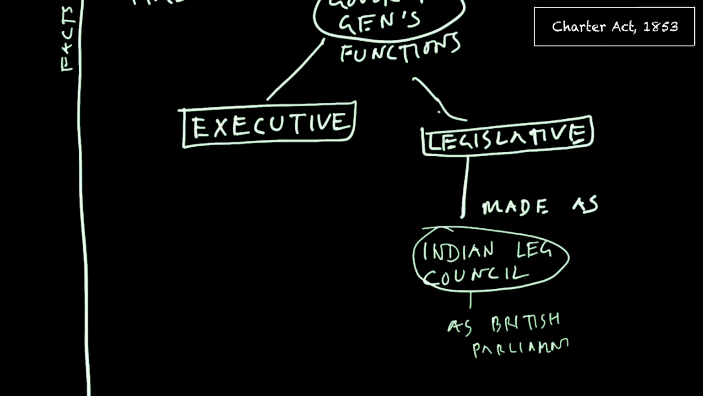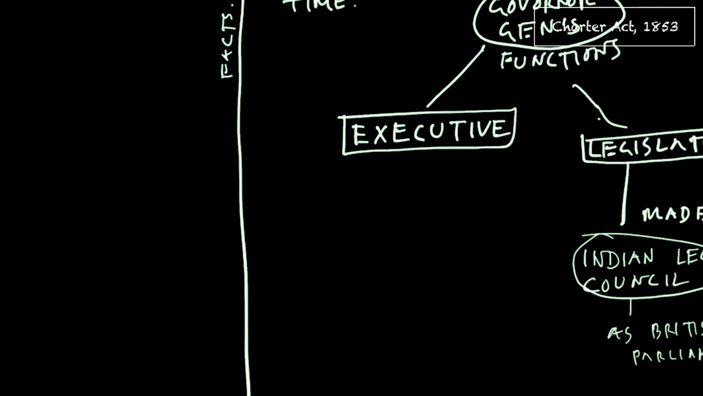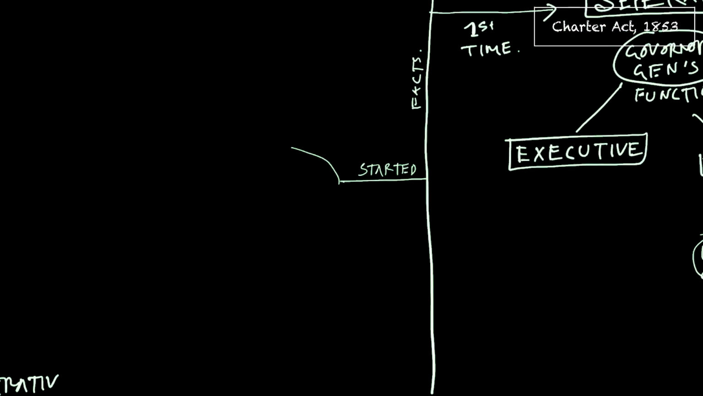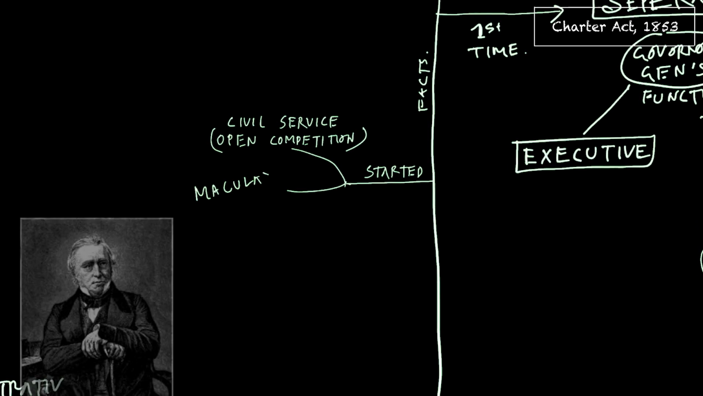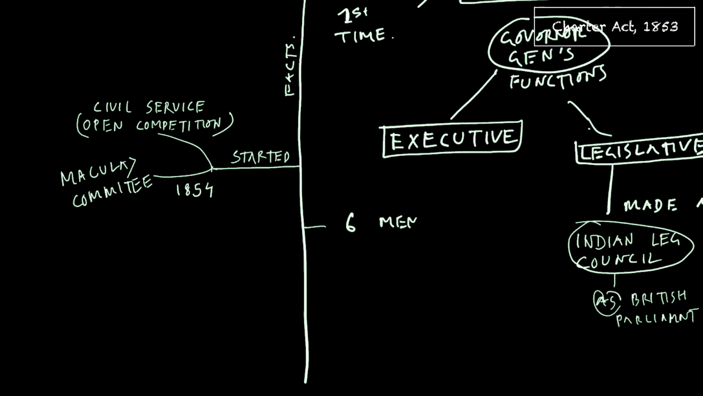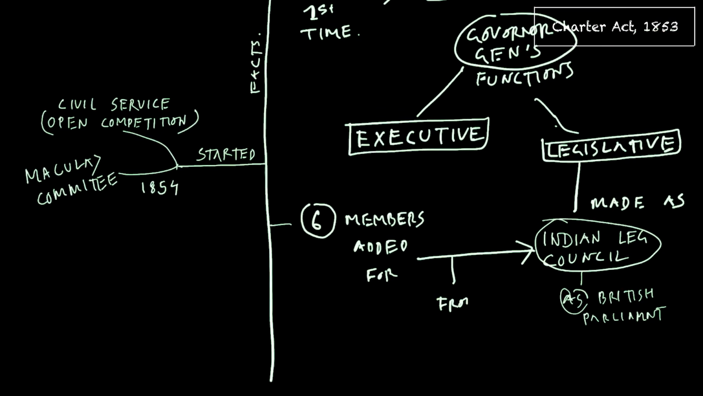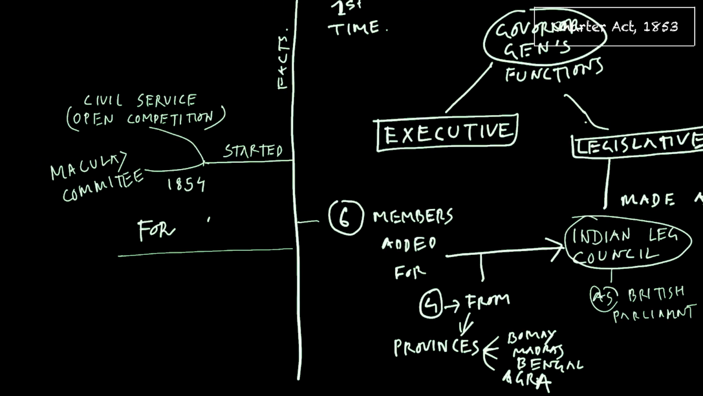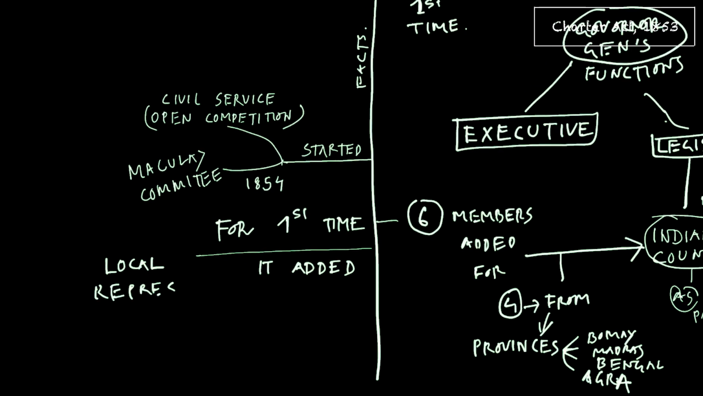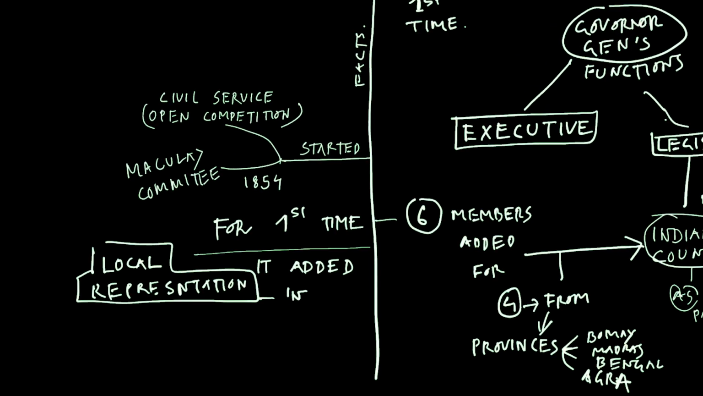This was the legislative wing of the council, which functioned as a mini-parliament, adopting the same procedures as the British Parliament. Thus, legislation for the first time was treated as a special function of the government, requiring special machinery and a special process. It introduced an open competition system for recruitment and selection of civil servants. This was recommended by the Macaulay Committee in 1854. And at first, 6 members were added to the Indian Legislative Council. 4 of them were from Bombay, Madras, Bengal and Agra. This was the first time local representation was added in the Indian Legislative Council.